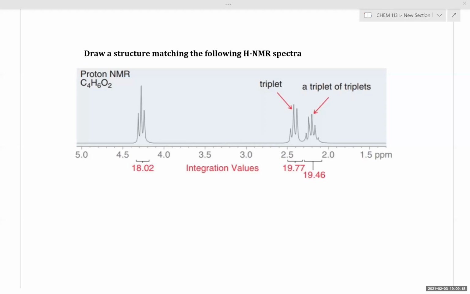Okay, so we're continuing on with our lecture for Chem 113 for proton NMR spectroscopy. In this case, we are given the following NMR spectra, and we're asked to draw a structure matching the following proton NMR spectra. So we're going to be doing some examples to practice and develop our skills.